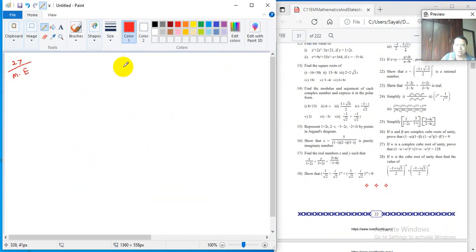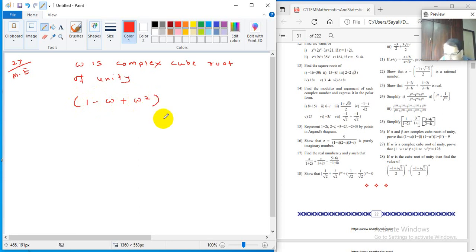See, if omega is a complex cube root of unity, then we have to prove that (1 minus omega plus omega squared) bracket raised to 6 plus (1 plus omega minus omega squared) bracket raised to 6 is equal to 128. This is what you have to prove.